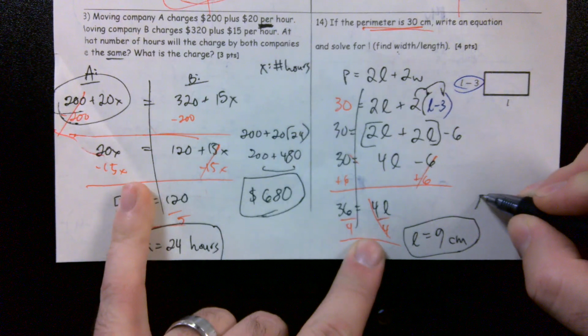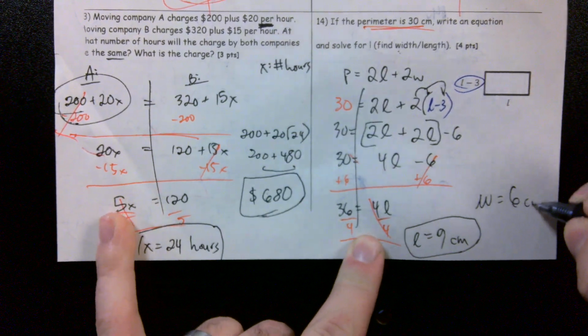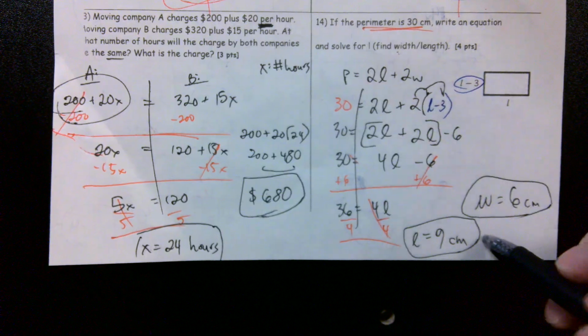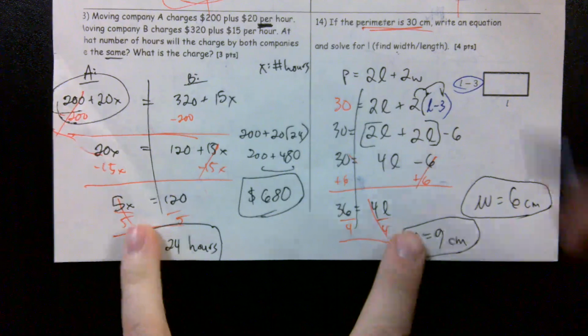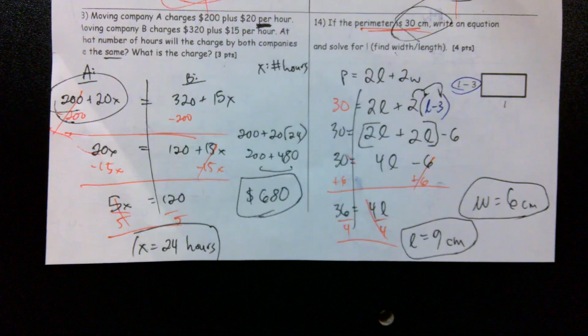So what would the width be if the length is 9? 6 centimeters. How'd you get 6 centimeters? L minus 3, so I plug in 9. Good. L minus 3, we plug in 9, we get 6. So 9 plus 9 is 18, plus 6 is 24, plus 6 is 30. That matches my perimeter that was given. I know that I'm right.